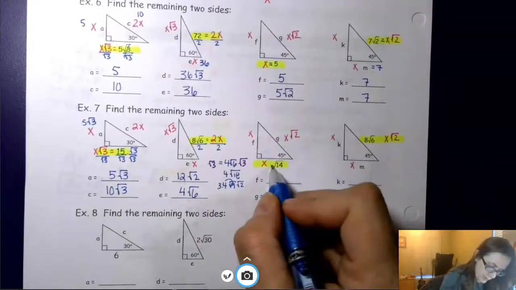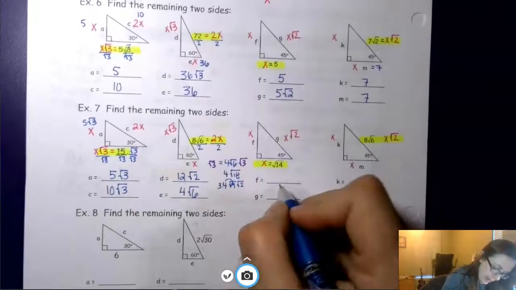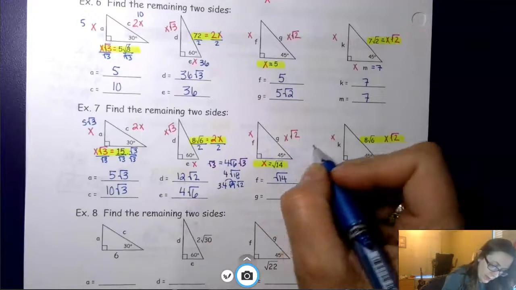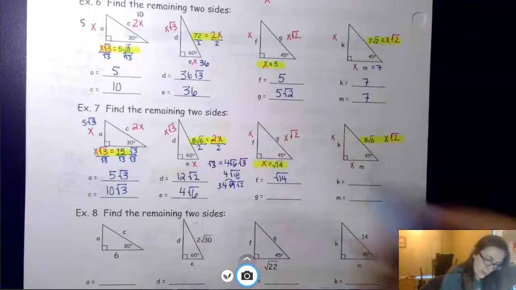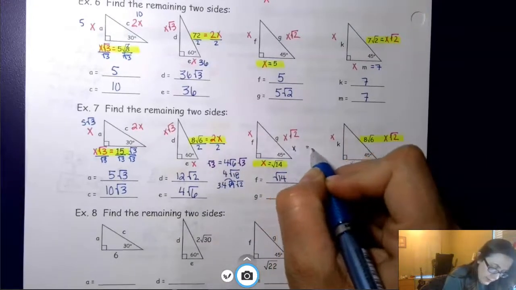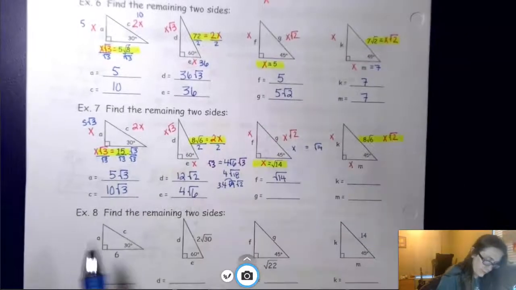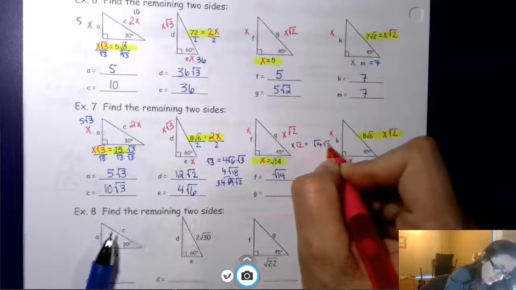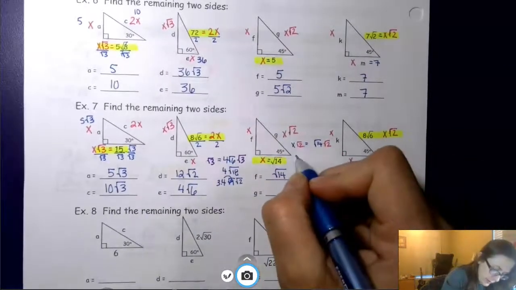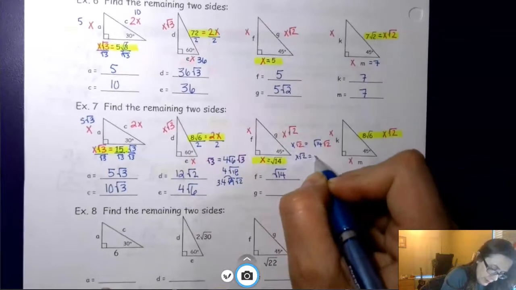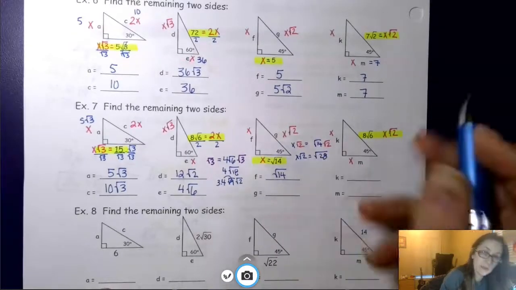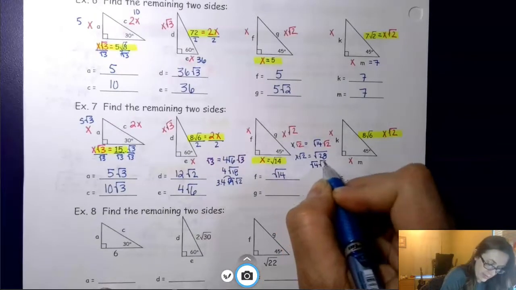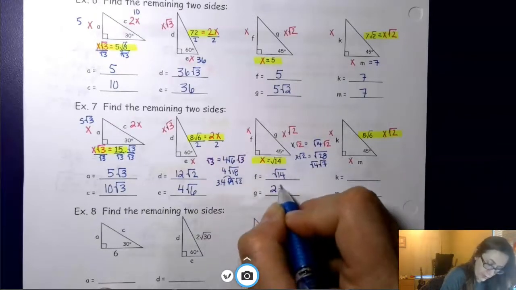X equals root 14 here, which means F is going to equal root 14. So again, I like those ones. Now I have to multiply root 14 times 2. So if x equals root 14, I'm going to multiply both sides here by root 2. I end up with x root 2 equals square root of 28, which has a perfect square factor of 4 times 7. I'm going to get 2 root 7.